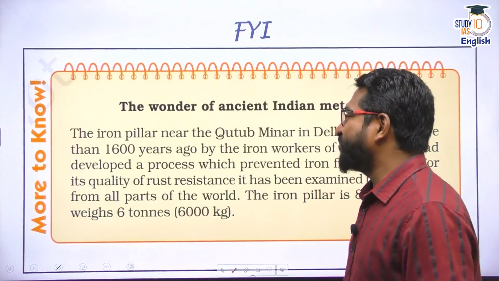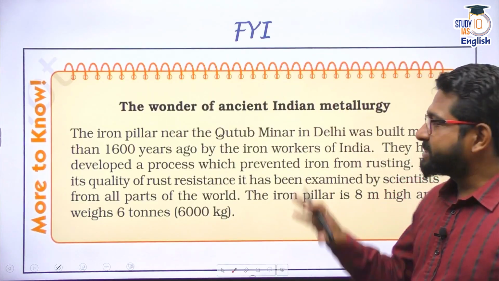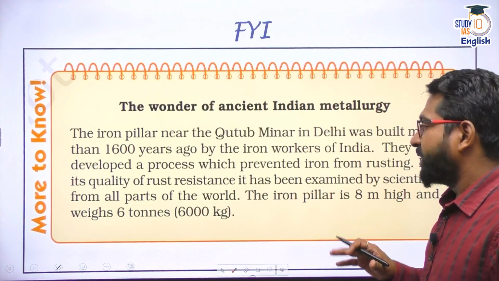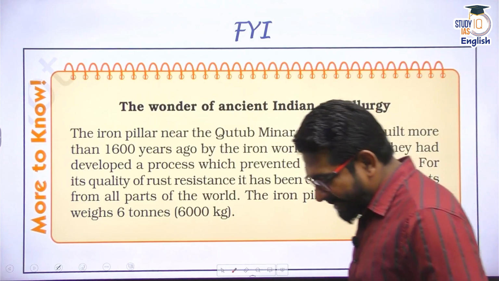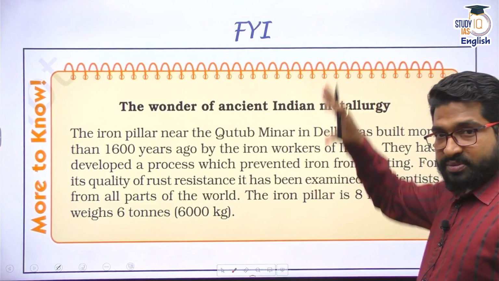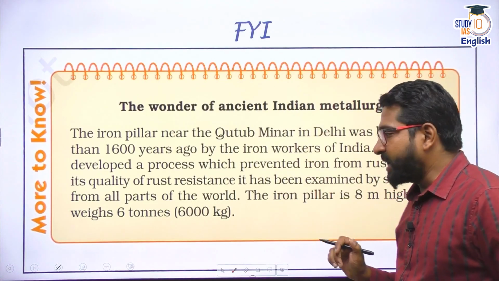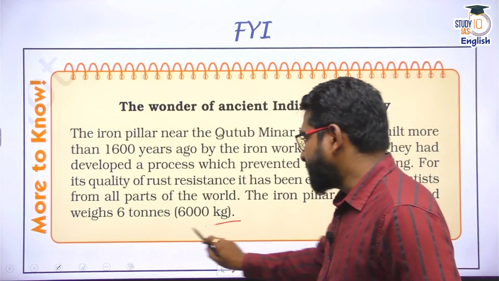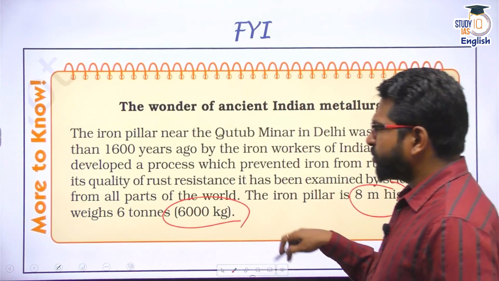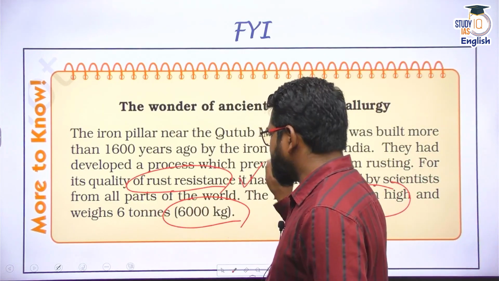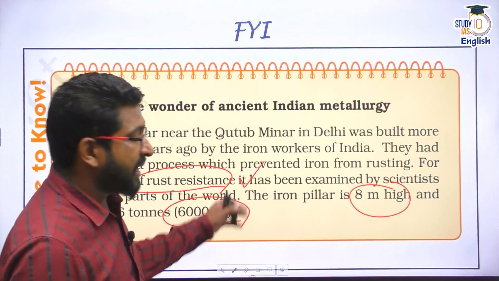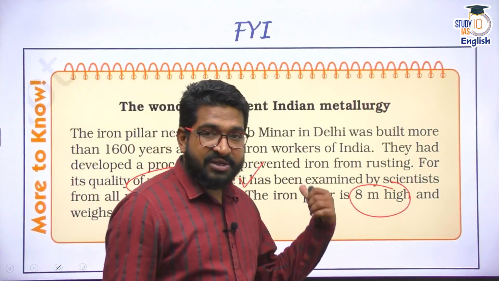Now, apart from this, there is one more piece of information. This is the information about the iron pillar, the Mehroli iron pillar near Qutub Minar. It shows India's metallurgical prowess right from the medieval times itself. This iron pillar weighs about 6,000 kg, and it is about 8 meters high. And till today, we do not see that it has rusted. So it has some sort of rust resistance. Scientists have been examining it to understand. So a very interesting snippet is found here.